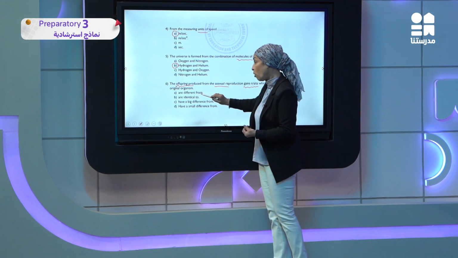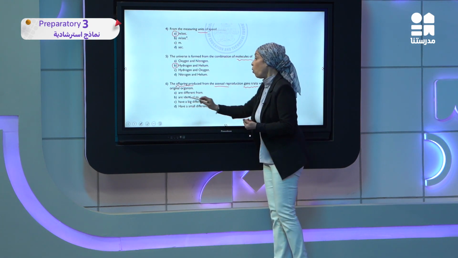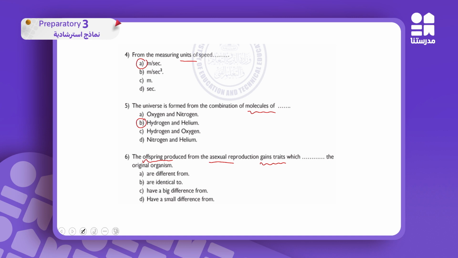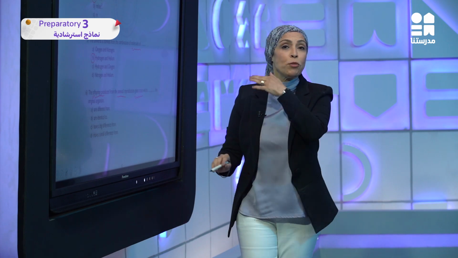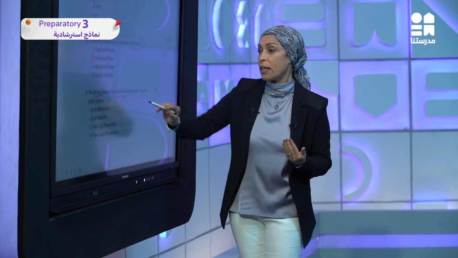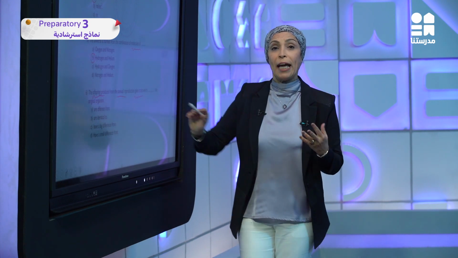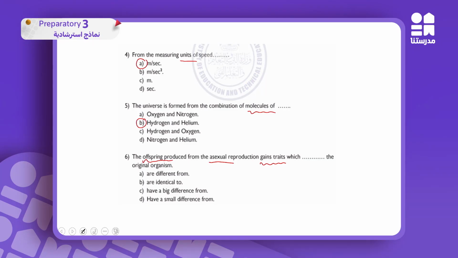They are different from the parent cell, or they are identical to the parent cell, or have a big differences, or have a small differences. Of course I won't think about differences at all, because I have asexual reproduction and the living individuals, they are typical and copy-paste from their parents. So I'm going to choose the second one, which is are identical to the parent or the original cell.